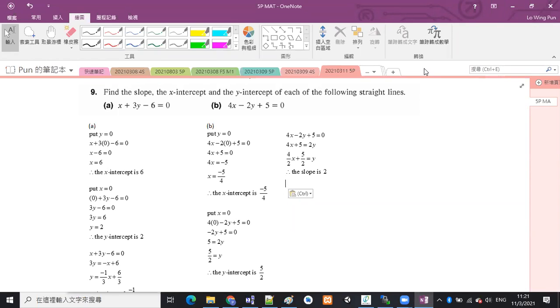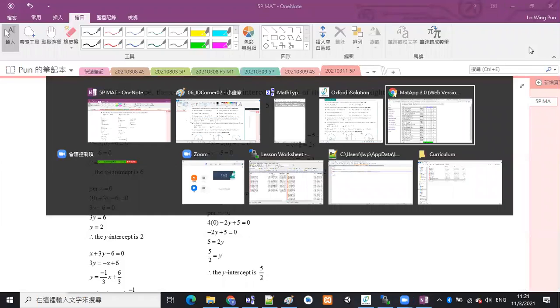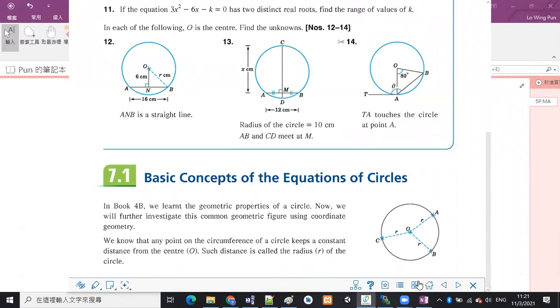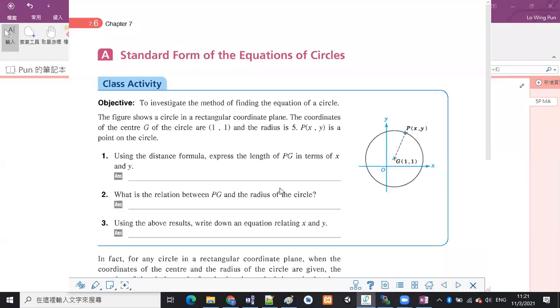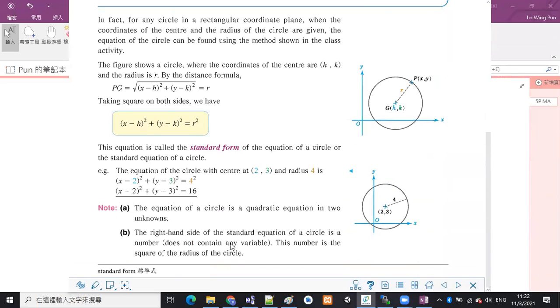And then to write the equation of a straight line, we need a point and a slope, and then we can write down the equation of the straight line by using the point slope form.